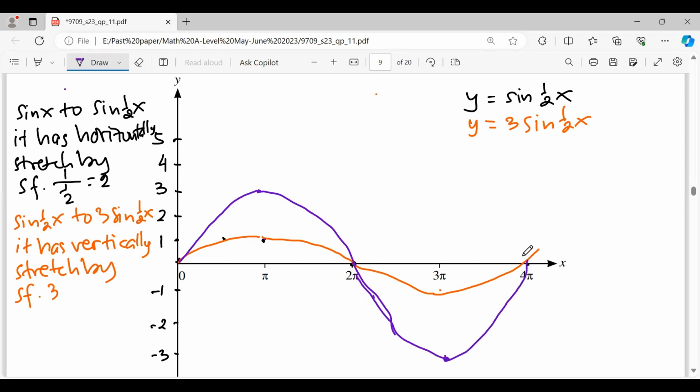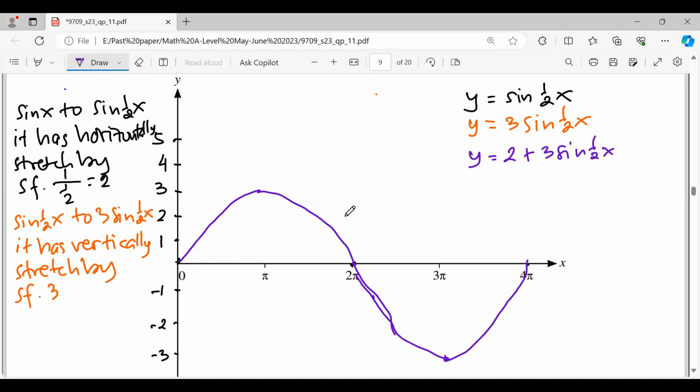Okay, like this. I'm going to erase the previous graph. Next, I'm going to sketch the graph 2 plus 3 sine of x. It means from the graph 3 sine of x to 2 plus 3 sine of x.